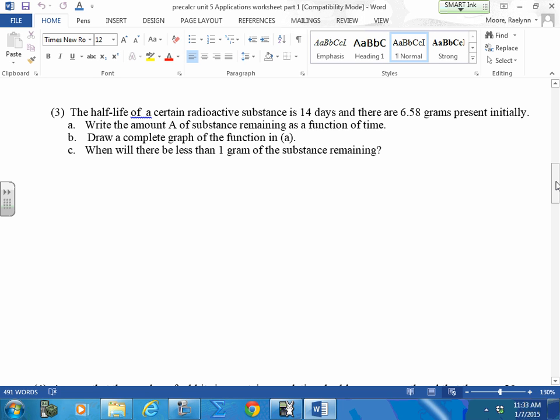Again, let's start with this. So, the half-life of a certain radioactive substance is 14 days. That means it takes 14 days before it's cut exactly in half. And days is your time. That's your time. There are 6.58 grams initially. So we want to make a graph of this over time.